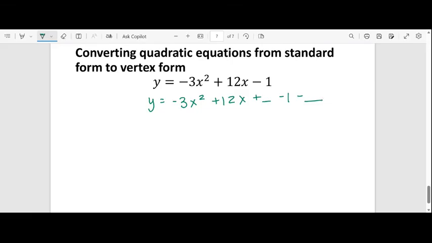Our coefficient's -3. So keep in mind we're working with a negative here, right? So we're going to be left with x squared here. 12 divided by -3 is -4x. Add your blank, subtract 1, and minus your blank. In your blank is half of -4, so -2, and -2 squared. So -2 squared is going to be 4.